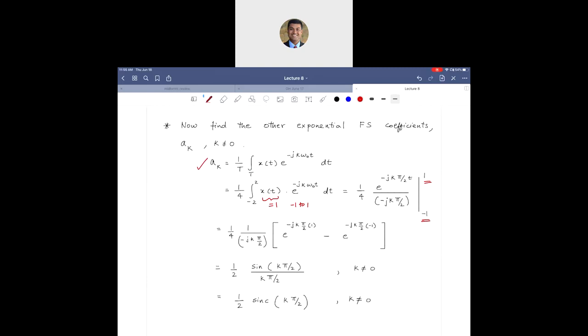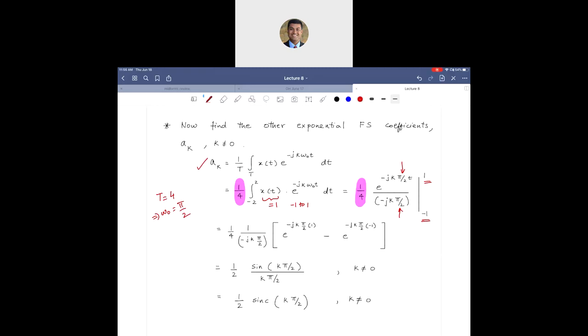1 over 4 remains as is. I think you guys see where this is going. T is 4, which implies omega naught is pi over 2, and which is why we are using it here and here.